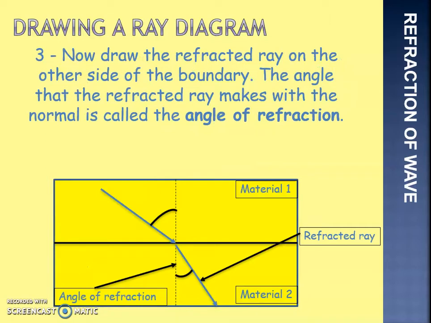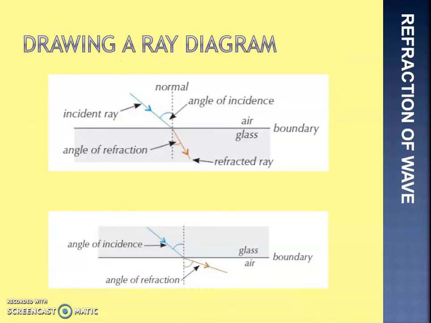Then we draw the refracted ray on the other side of the boundary. The angle that the refracted ray makes with the normal is referred to as the angle of refraction. We can see there, as it's gone from material 1 to material 2, the angle of incidence is much bigger than the angle of refraction.